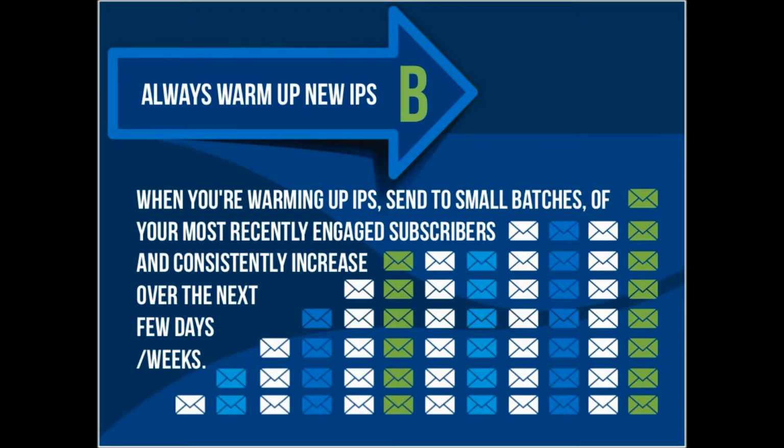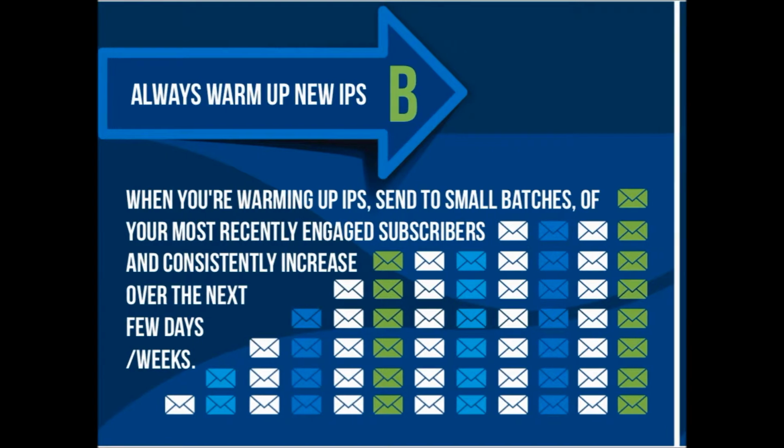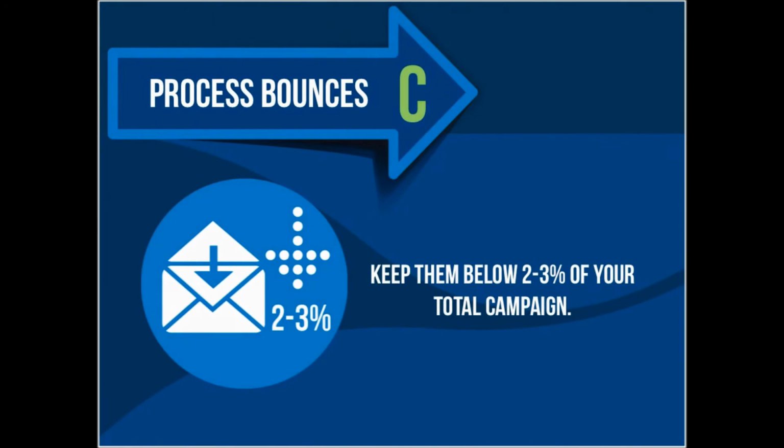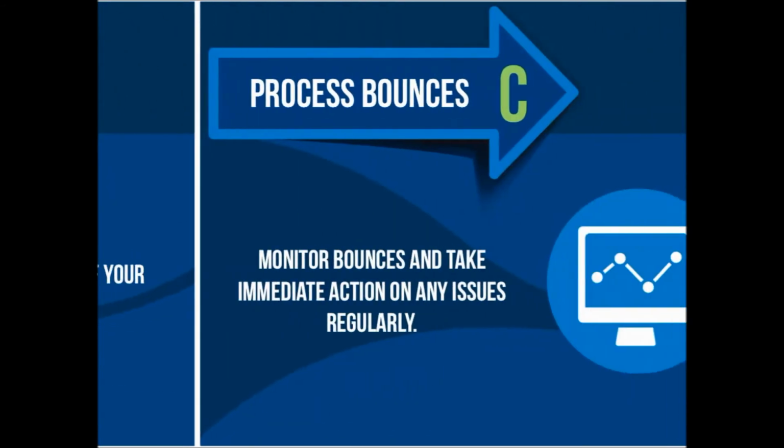Tip: avoid or minimize HTML in your emails. Be sure to review after each campaign, remove bad addresses, and monitor complaints to identify potential problems. Be sure to process your bounces. Make sure that you remove hard bounces, generally bad addresses, immediately, and keep these below 2 to 3% of your total campaign. This is why starting with recently engaged subscribers is recommended during the warm-up.